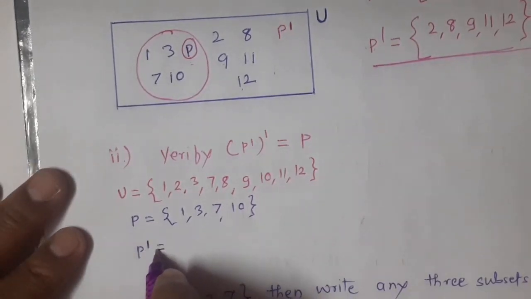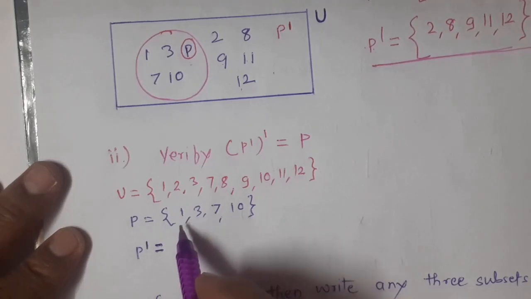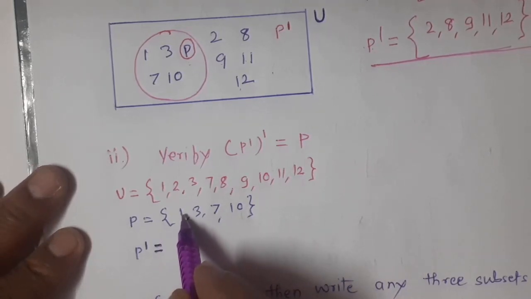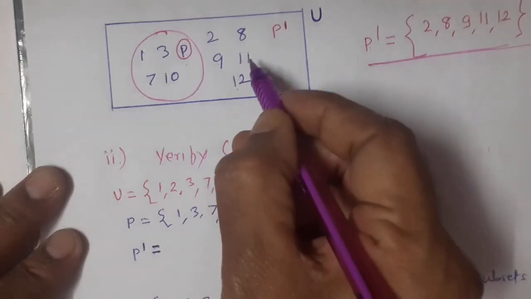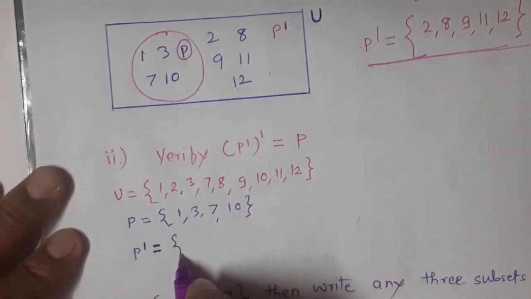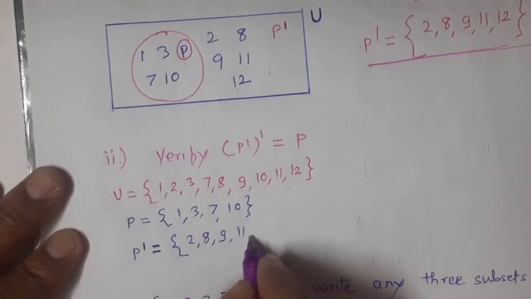What is the complement of P? All the elements of the universal set which are not part of this subset 1, 3, 7, 10. Besides all these elements, whatever elements are in this universal set will all be the complement of P. That means 2, 8, 9, 11, 12.